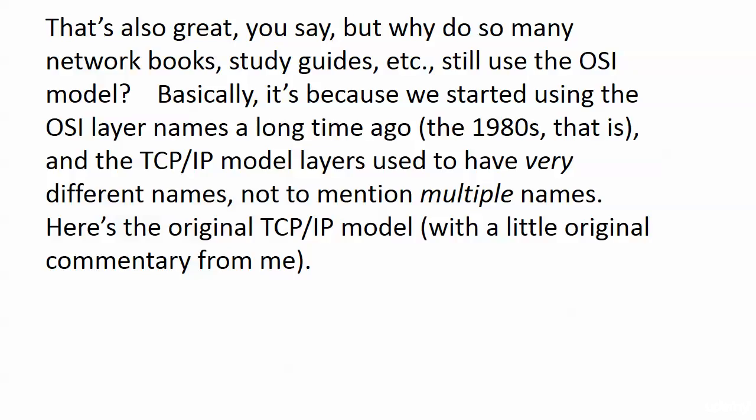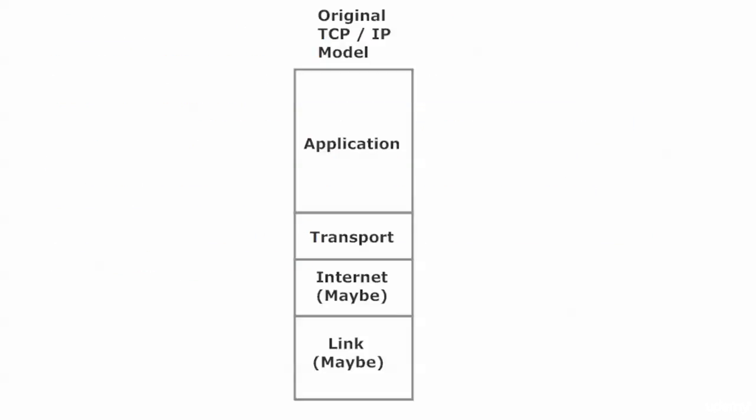Well, basically, it's because we started doing so a long time ago, because the OSI layer names have been the same for a long, long time. And the TCPIP model layers, as I've mentioned a couple times, used to have very different names, not to mention multiple names. And here's what I'm talking about. This is the original TCPIP model with a little editorial comment from me because it's my class. And the maybe is my commentary, okay?